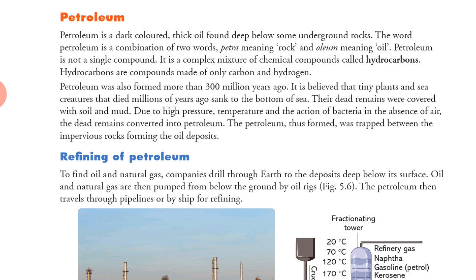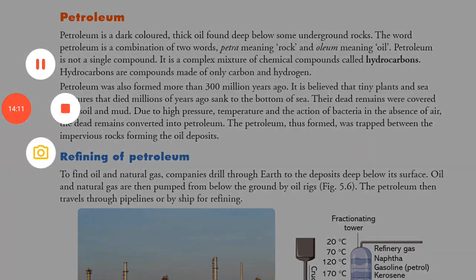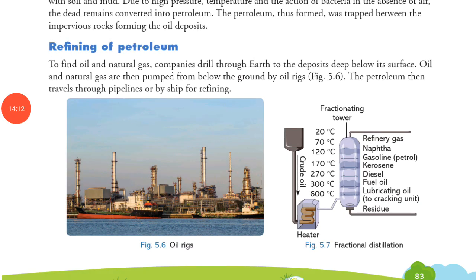This is a kind of history of petroleum shown over there. Dear students, refining of petroleum. To find oil and natural gas, companies drill through the earth to the deposits deep below its surface. Oil and natural gas are then pumped from below the ground by oil rigs.